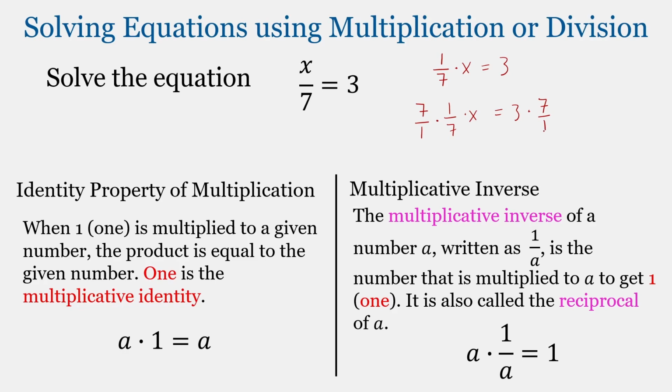Now 7 over 1 is 7. So these 7's will cancel out here, giving us x on the left, and then 3 times 7 is 21.